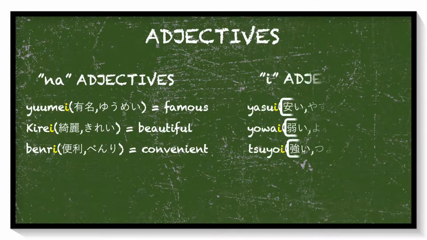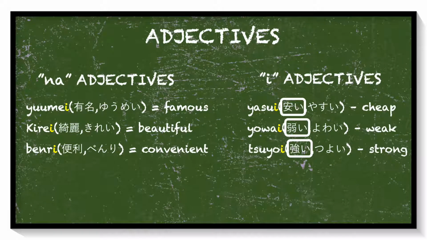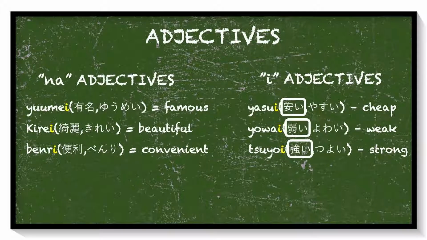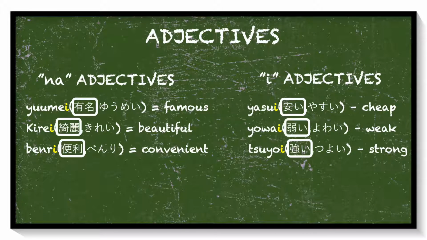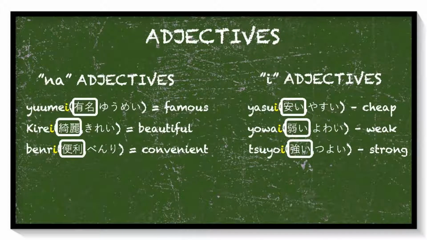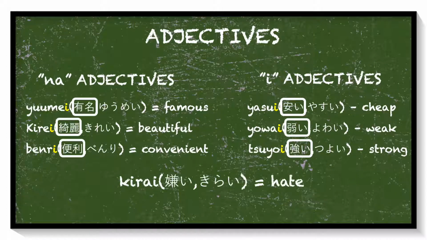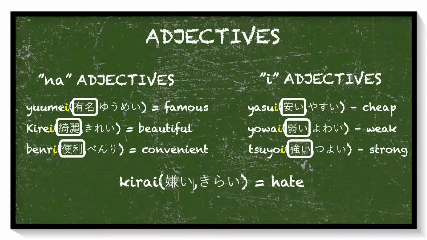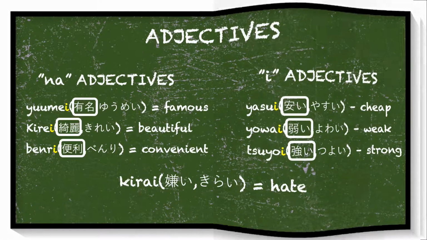Normally, an i adjective has one kanji character, with the rest written in hiragana. While a na adjective normally has two kanji characters in it. Of course, there is an exemption to this method. Like the adjective 嫌い, it has one kanji and an i at the end, but it is a na adjective. But don't worry, there are only very few cases like that.